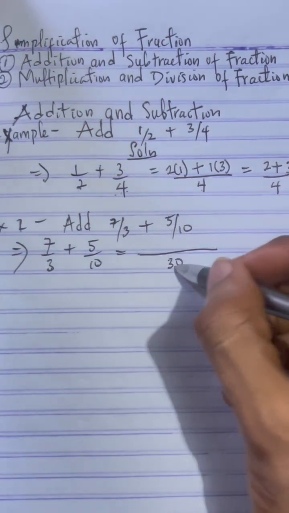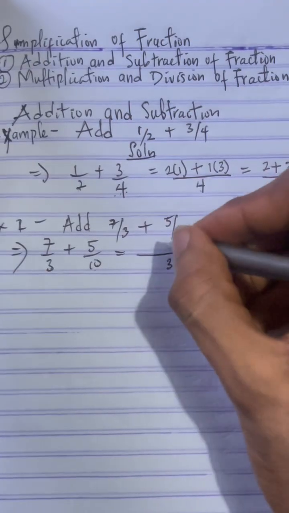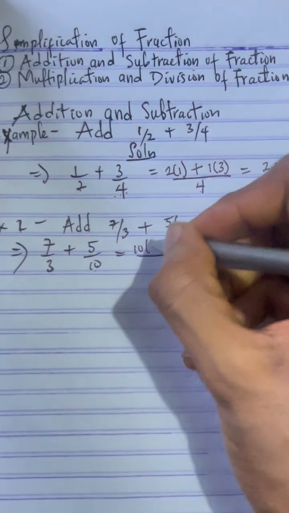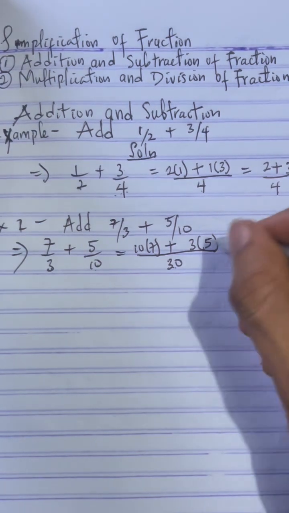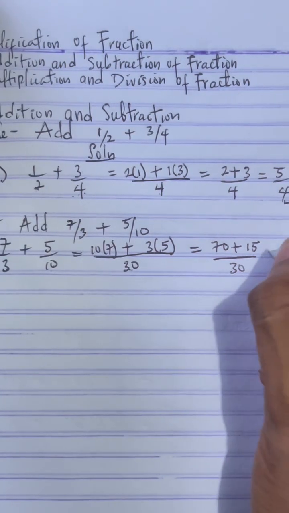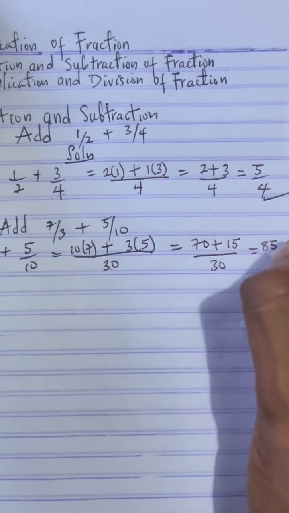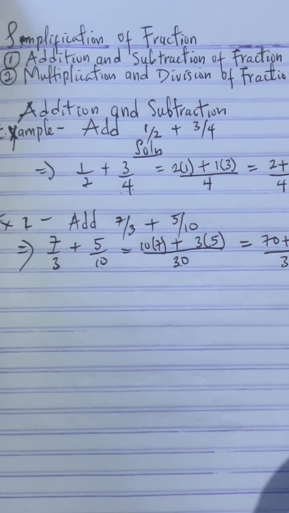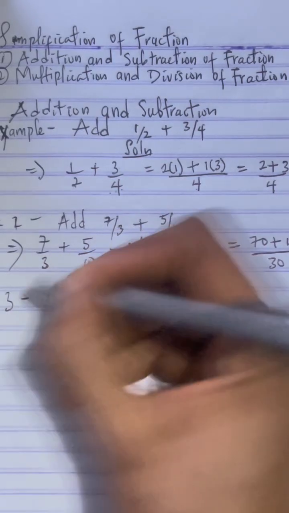Exactly. So now 30 divided by 10 gives us 3, right? The 3 multiplied by 5, plus 30 divided by 3 gives us 10. 10 multiplied by 7. So we have 10 times 7, that is 70, plus 3 times 5, that is 15, over 30. So we have 70 plus 15. That will give us 85 over 30. See that now? So that is it. So that is how we add fractions.